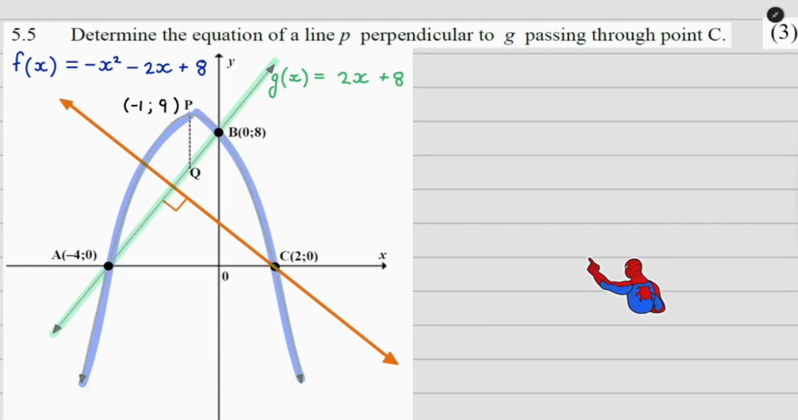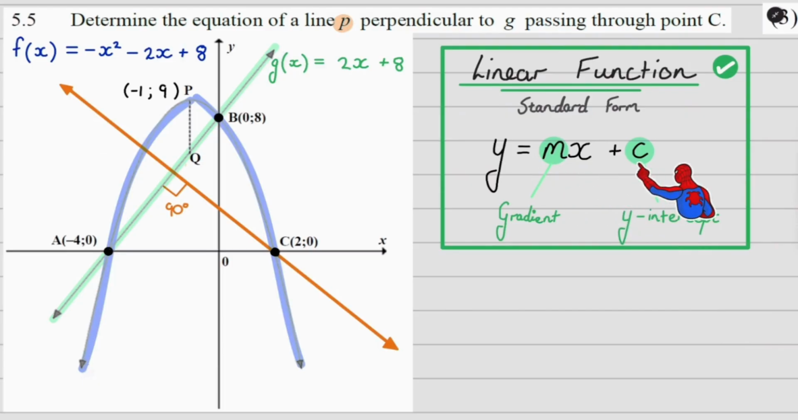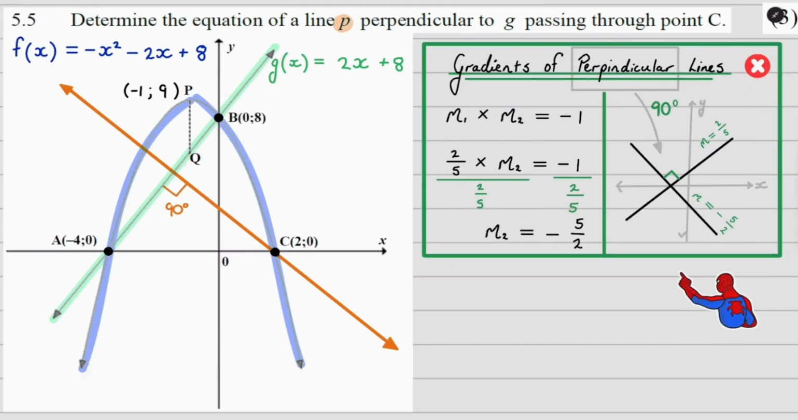And now to get the equation of a straight line, I'm going to use my classic y equals mx plus c. Okay, and if I'm going to use y equals mx plus c, I need the gradient. So to get the gradient of the orange line, we're going to have to use the formula for perpendicular lines. And just to run through that formula quickly, when you multiply the gradients, you get -1. And a shortcut is you can flip the fraction and change the sign. So you see how this was 2 over 5. I flip it to get 5 over 2. And then this one is positive, so this one will be negative.